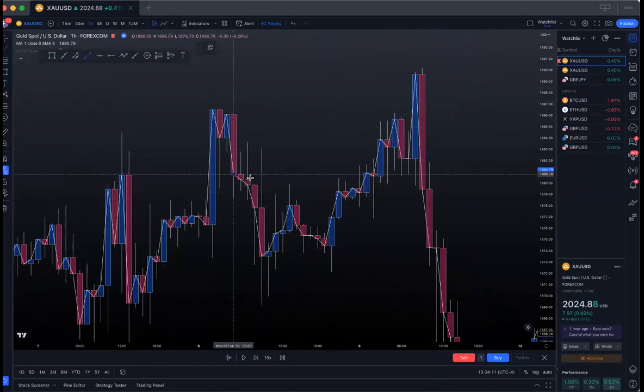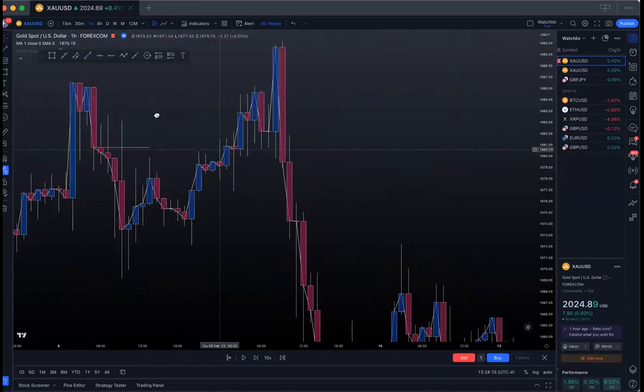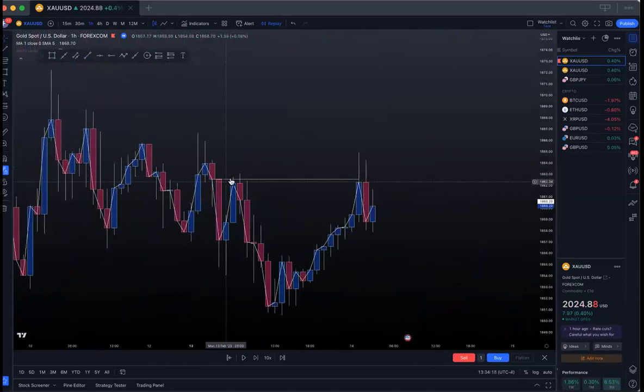I want to ask about the line you just drew on the previous one. So we had a rejection here. Then we had a bearish candle closing below it. Do we still use the line? Yes, you can still use the line here. Yes.